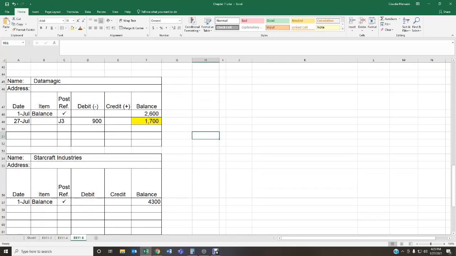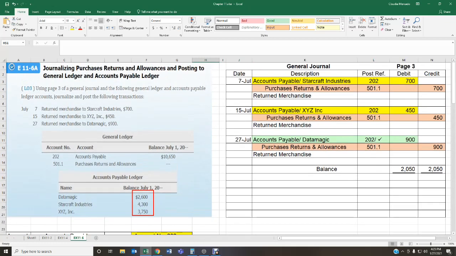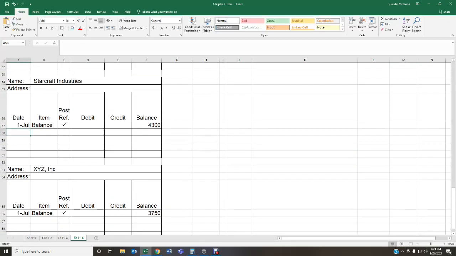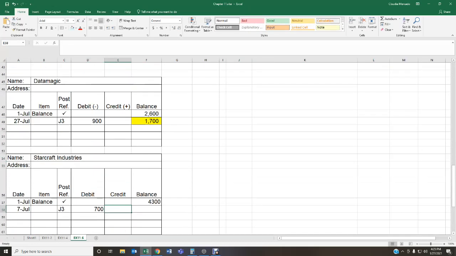The next one we have is StarCraft. So let's go and edit our journal entries and let's look for StarCraft. Okay, here we go. And remember, you're only looking at the transactions that have to do with accounts payable. Okay, so for accounts payable StarCraft, I have a debit of $700 on July the 7th. This is coming from Journal 3, and we have an entry for $700. And it's going to be the same thing down here.